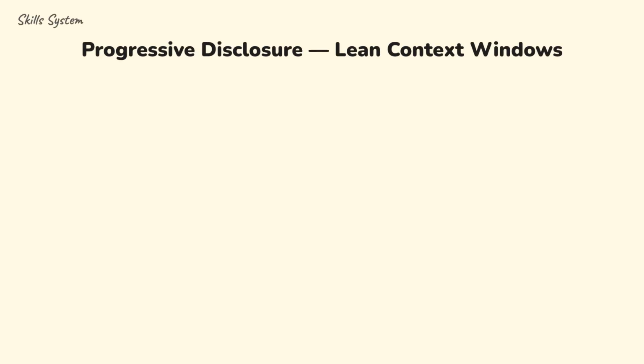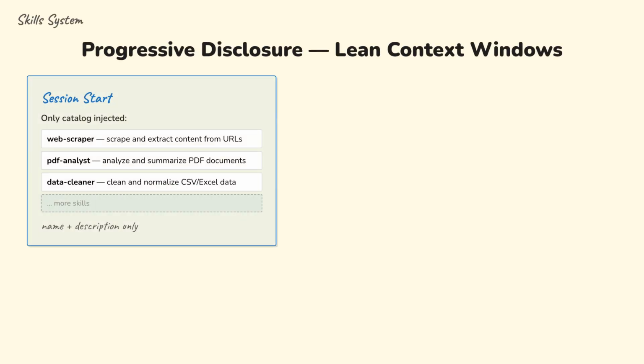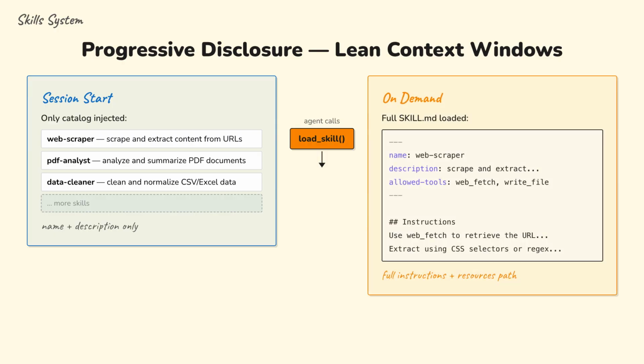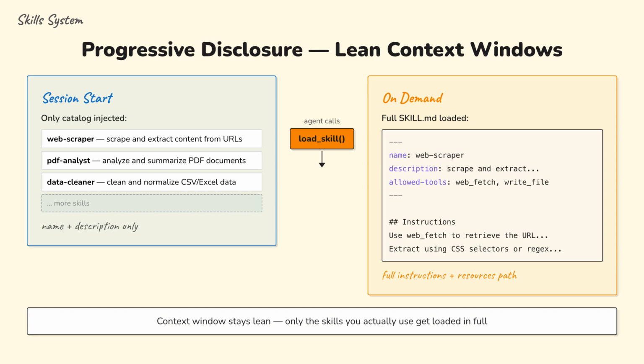Skills are reusable capability packages. Each skill is a folder with a skill.md file containing YAML front matter, name, description, optional allowed tools, plus a markdown body of instructions and scripts. At session start, only the catalog, names and descriptions, gets injected. The full body loads on demand when the agent calls load_skill. This keeps the context window lean.